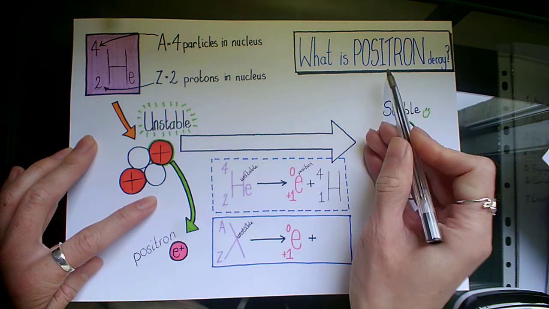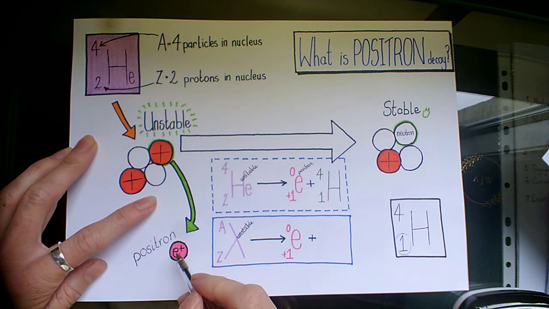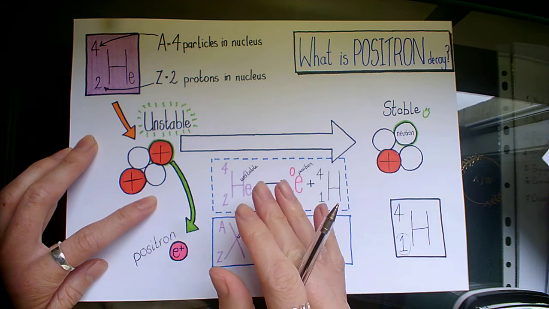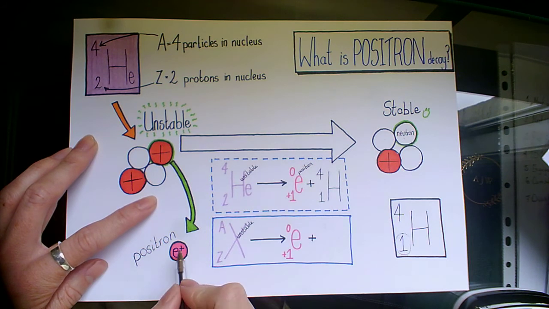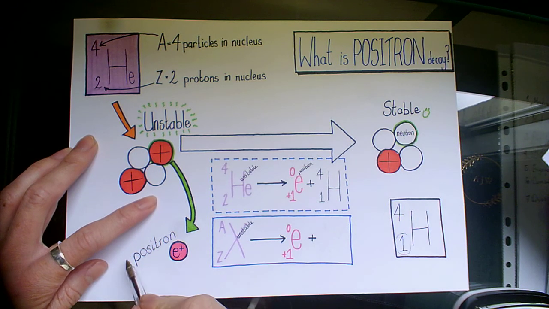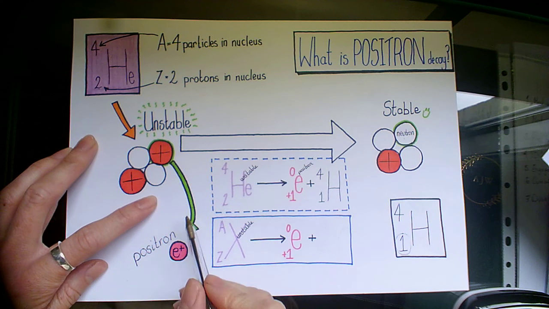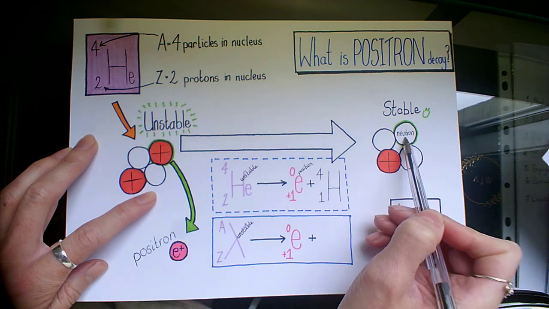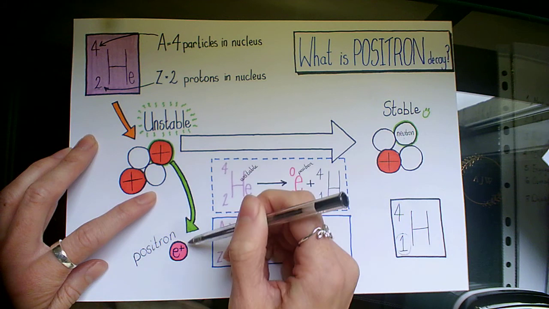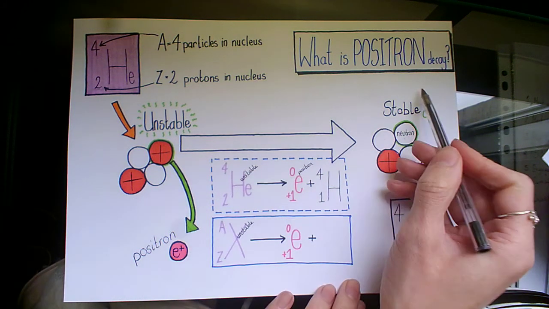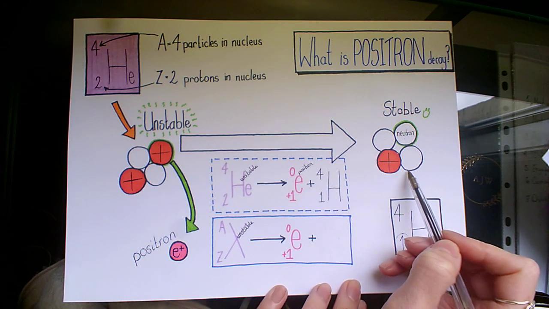Hence, positron decay. And a positron is just like an electron in that it has virtually no mass, but it does have a positive charge, whereas electrons had negative charge. So that is what a positron is. And in this example, when the proton turns into a neutron, it emits a positron at the same time, and what is left behind is a nice stable nucleus over here.